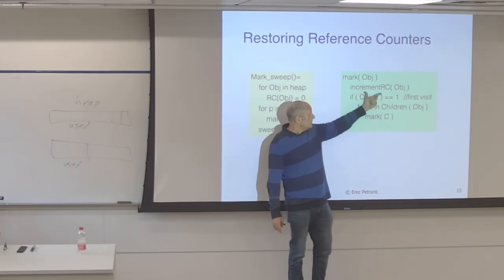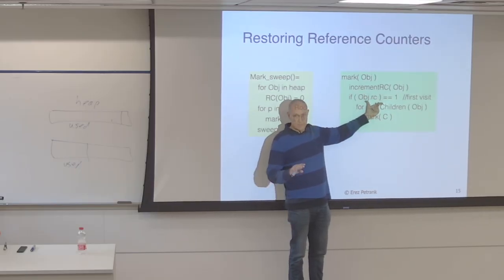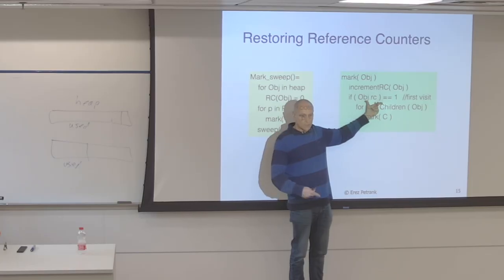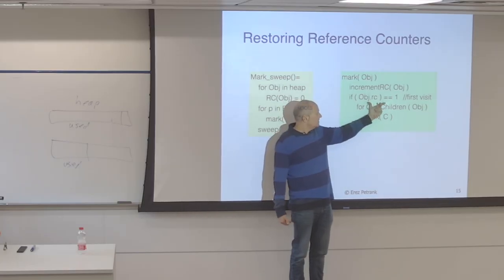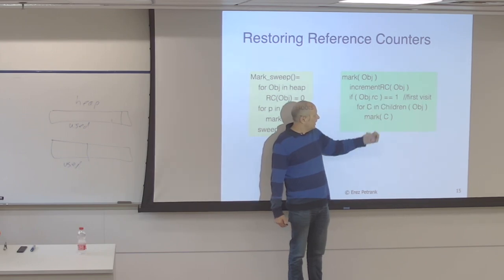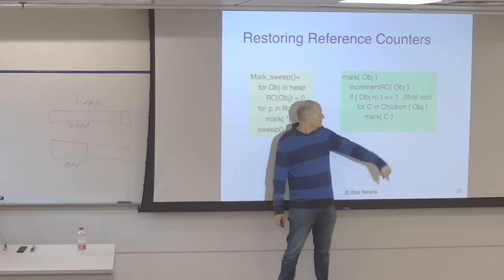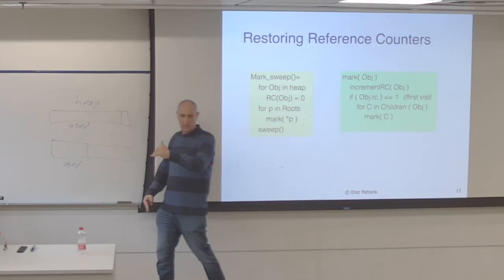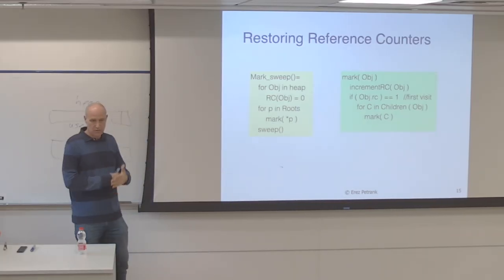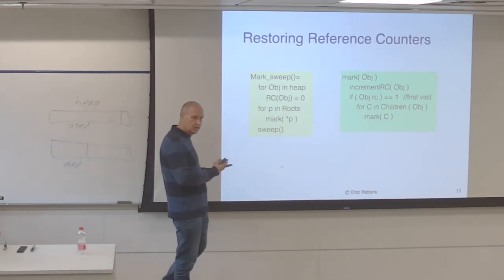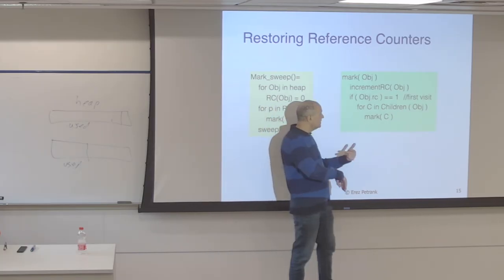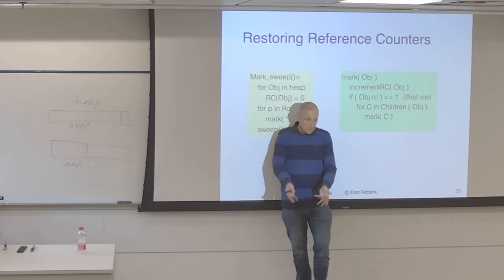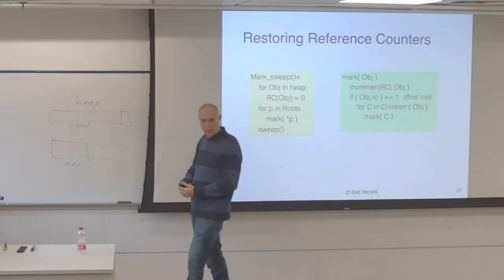Now, for the first time I see an object, it is incremented from 0 to 1, then I want to also look at its children. So if I incremented it and it became 1, then I will go for the children, and recursively, this is a pointer that I'm looking at, and I'm going to increment the child's reference count. And if it's the first time I'm visiting the child, I will visit its children, and so forth.